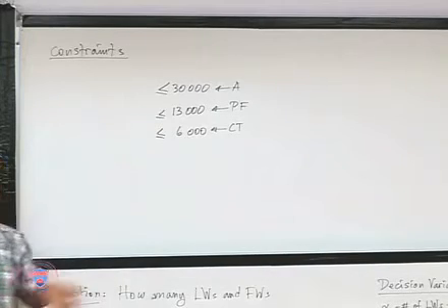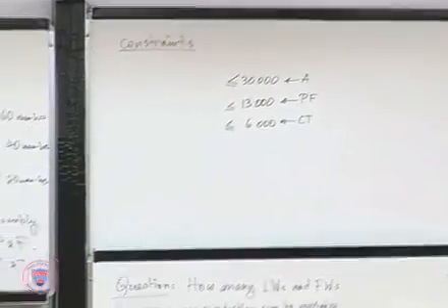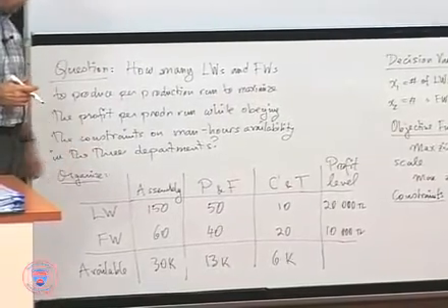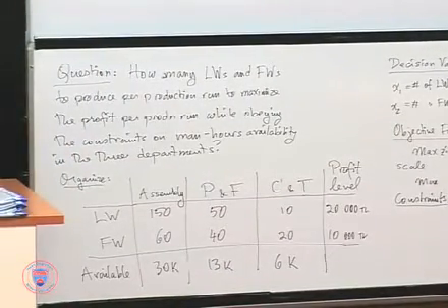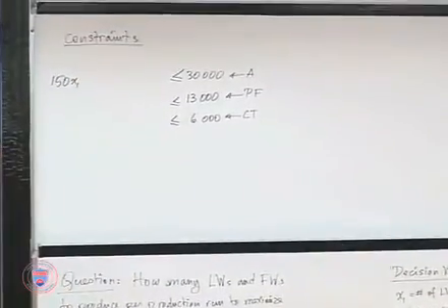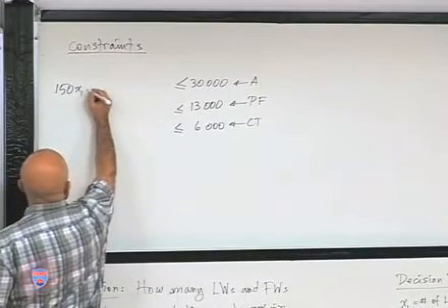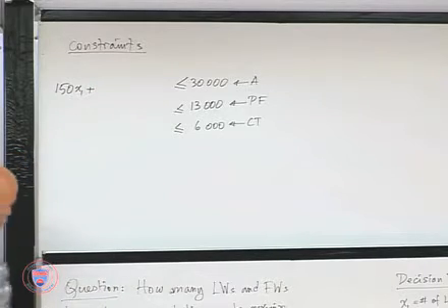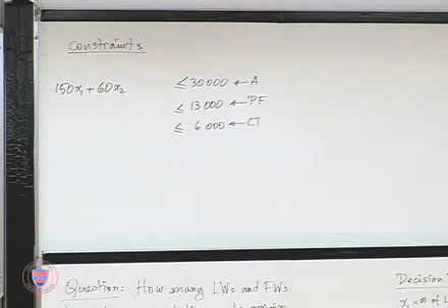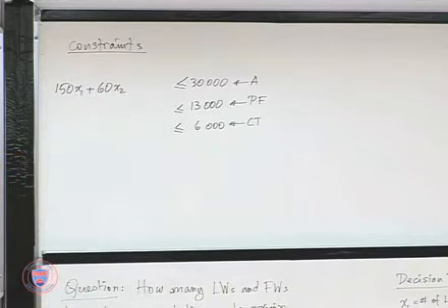Now, of course, on the left you write down the actual hours you would spend in each of these departments. If you look back into your table, a Volkswagen uses 150 man-hours for assembly. So when you produce x1 units of your Volkswagens, that's the total time you would spend in the assembly department for Volkswagens. For the other car, you spend 60 man-hours per car, so 60 times x2 would give you the total. So 150 x1 plus 60 x2 should be less than or equal to 30,000.